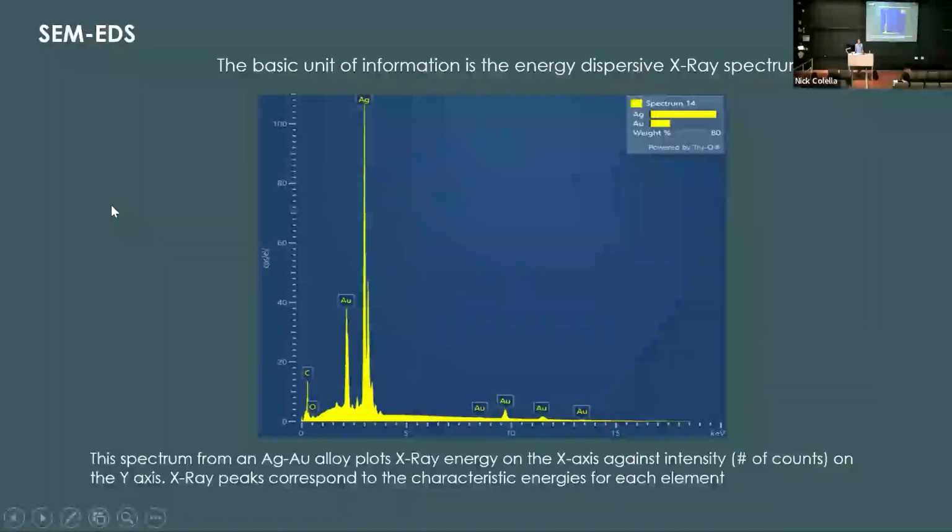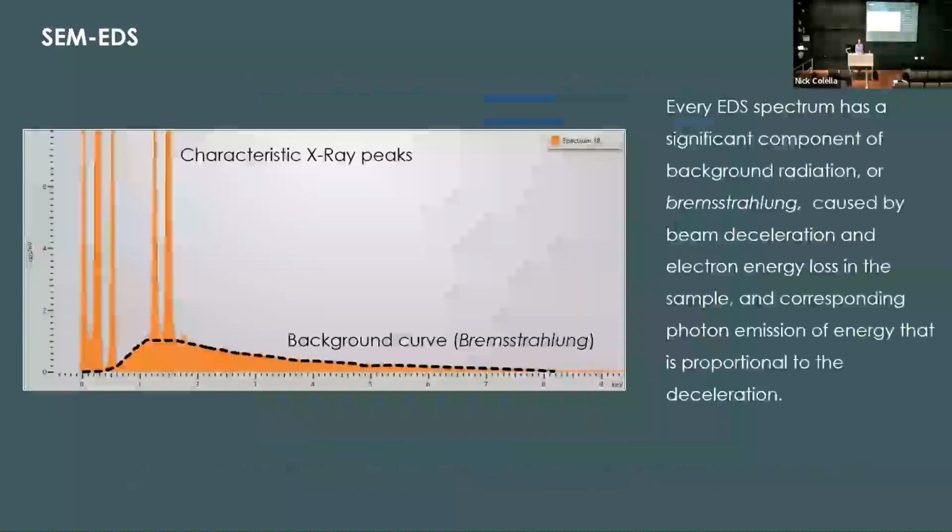So the basic information that we get is going to come in the form of a spectrum. Here, this is a spectrum of gold and silver alloy, and it's basically a histogram plotting the intensity of the X-rays and their energy level. So we can see where we have peaks, where we have large concentrations of specific elements. And then we also get what's called the background curve, right?